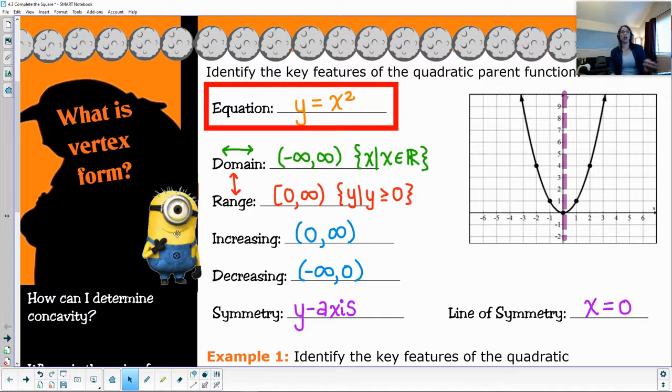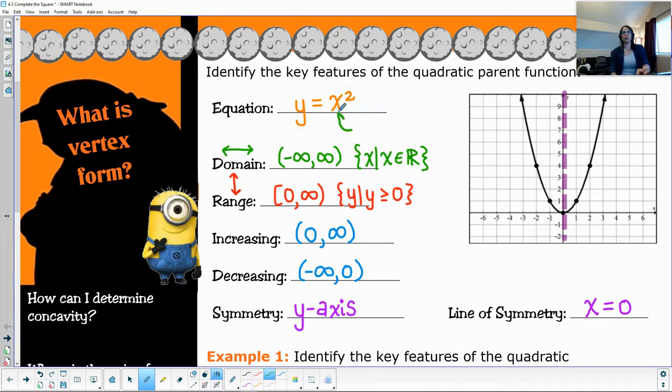Remember, domain is all of the values that I can put into the function. So all of my input, well, I can put a negative number in there. Yep, I can put 0, I can square fractions. And then the range, again, is the output. Well, if I square that number and I multiply it by itself, I'm only getting positive numbers. So you can see I wrote that in interval and in set notation.